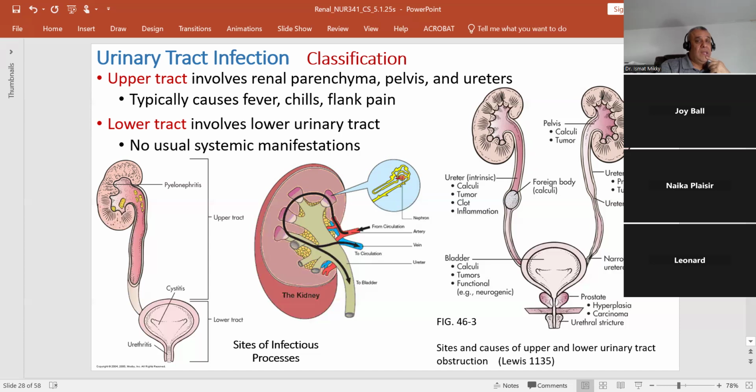Now, the other half of the session is about the UTI and AGN and pyelonephritis.